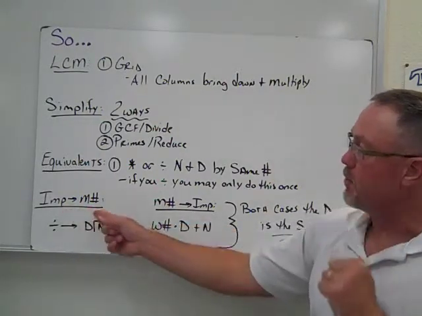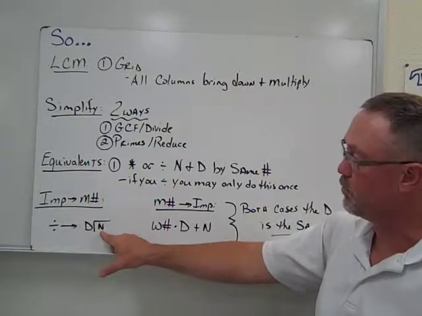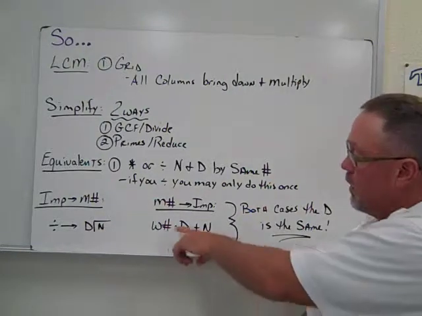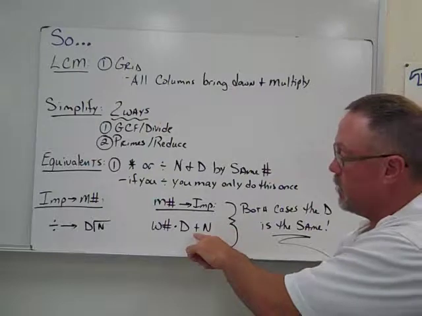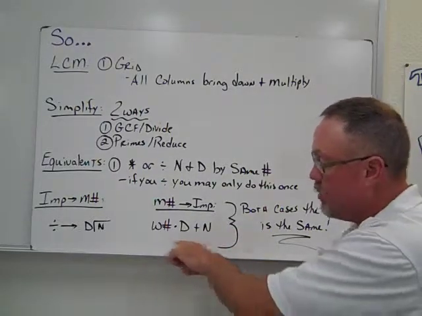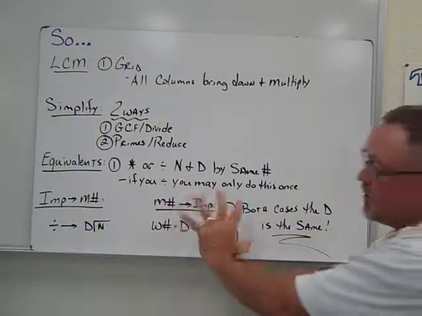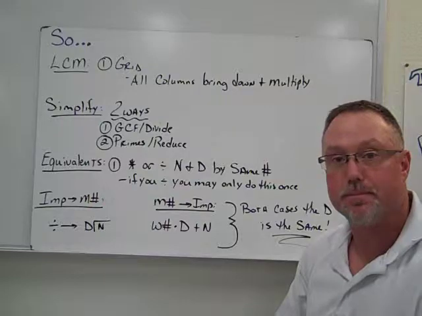So improper to mixed, which we just covered, divide. We're going to take our numerator, put it inside, denominator outside, and divide it through. Mixed number to improper, your whole number times your denominator plus your numerator. And again, you're going to put it over the denominator that you started with. So in both cases in here, the denominator is exactly the same.